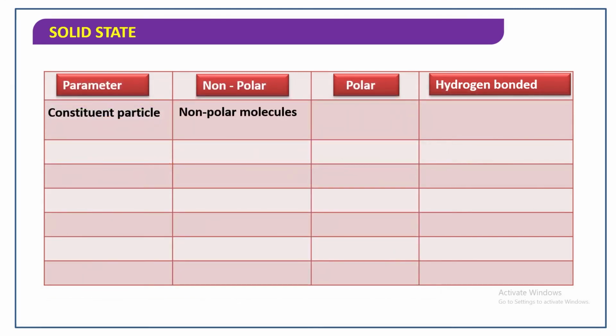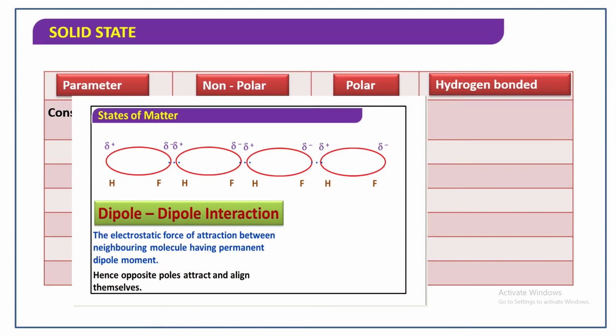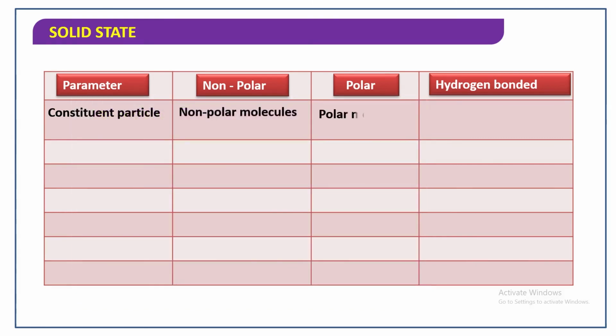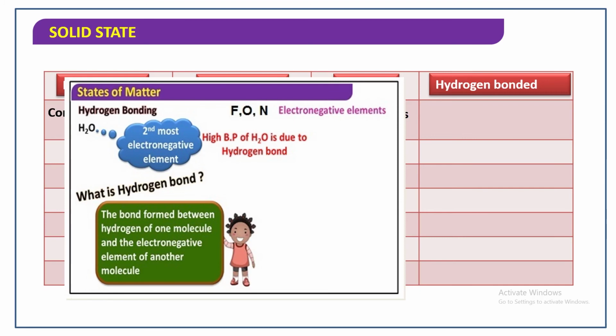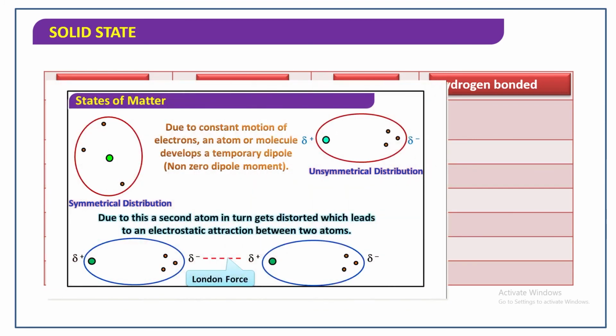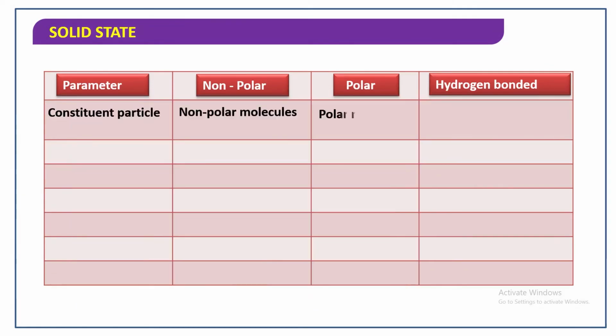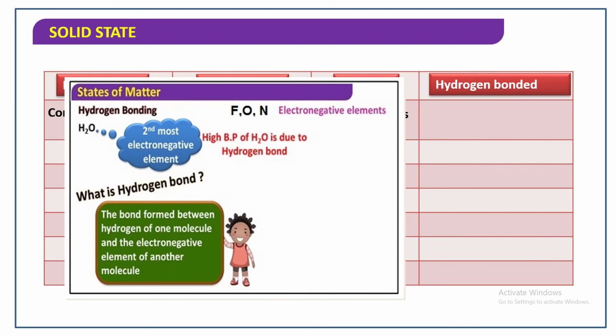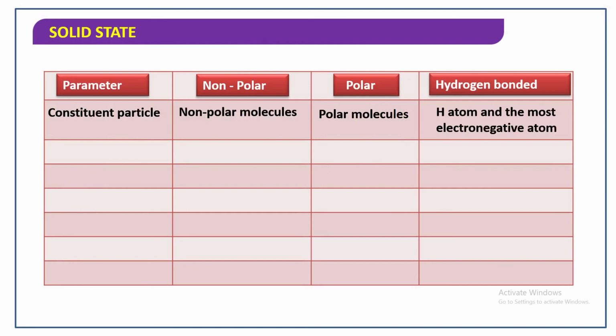In the case of polar particles, we have a dipole-dipole interaction, due to difference in electronegativity. HCl would have been a better example of dipole. Hydrogen bonded means the hydrogen must be bonded with F, O or N. So these are the constituent particles and the types of interactions. Hydrogen, chlorine, neon, carbon monoxide are all non-polar molecules. Sulfur dioxide, HCl are polar molecules. So here we can give examples, right?